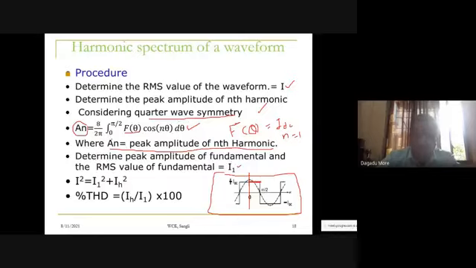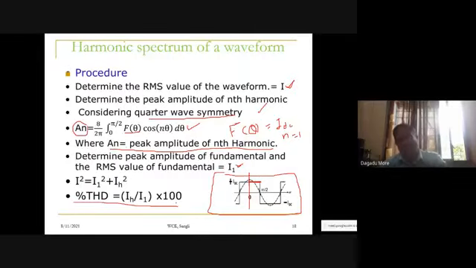This expression An will give the peak amplitude of the nth harmonic. Put n equal to 1, it will give A1, the peak amplitude of the fundamental. You divide by root 2, so you will get I1, the RMS value of the fundamental. You get the total RMS value, and once you know the total RMS and the RMS value of the fundamental, from this you can find out IH. And once you know IH, you can find out the THD.